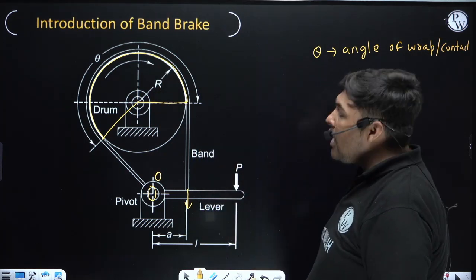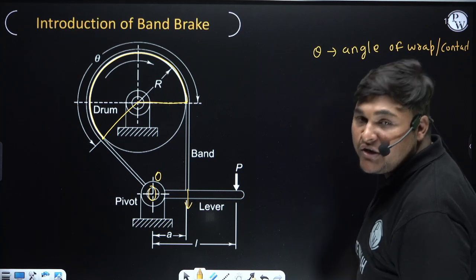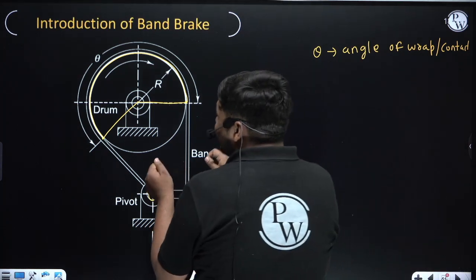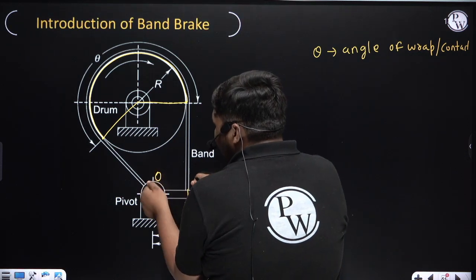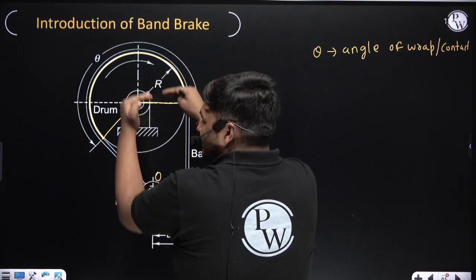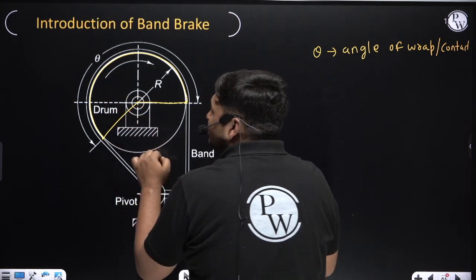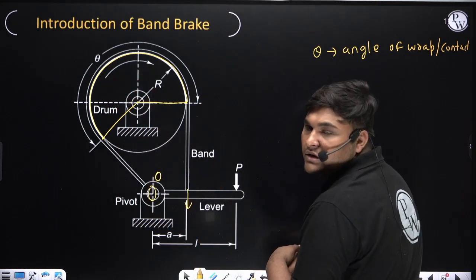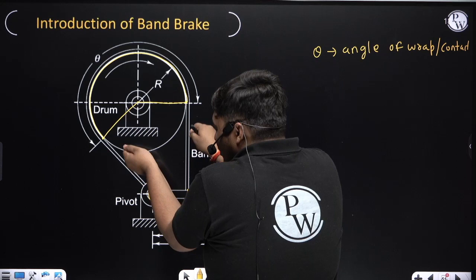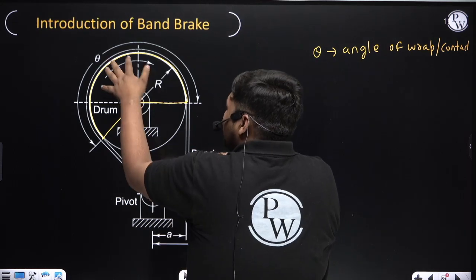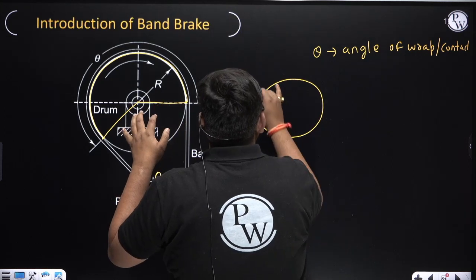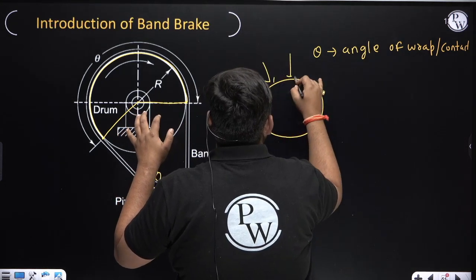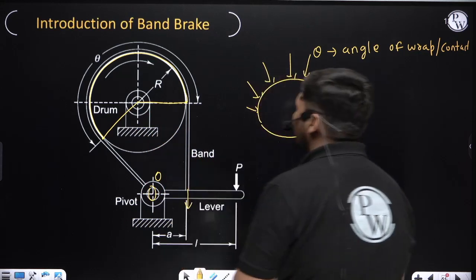Okay, now if this band is in tension, it will create a pressure between band and drum. Why? Because when this band is in tension, it will try to push the drum in this direction, but since the drum is hinged at this location, the drum cannot move in this direction. So due to this force which is trying to push the drum in the downward direction, but the drum will not go downward, pressure will be created in the drum.